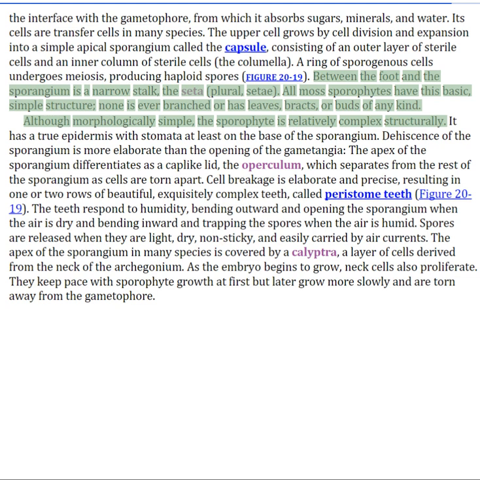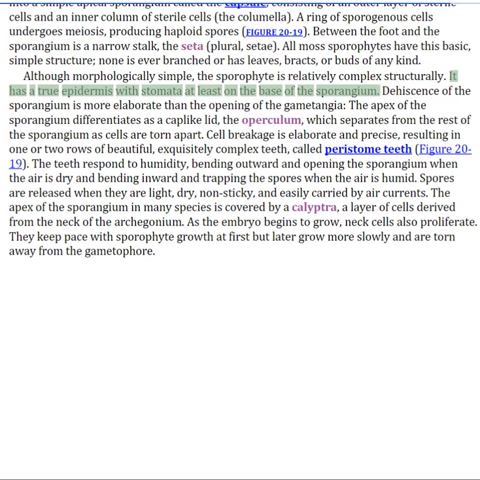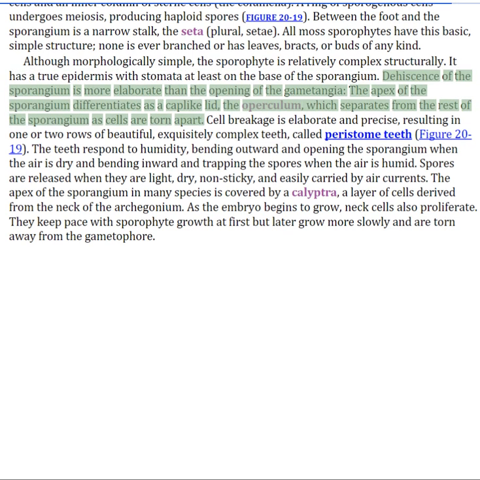All moss sporophytes have this basic, simple structure. None is ever branched or has leaves, bracts, or buds of any kind. Although morphologically simple, the sporophyte is relatively complex structurally. It has a true epidermis with stomata at least on the base of the sporangium. Dehiscence of the sporangium is more elaborate than the opening of the gametangia. The apex of the sporangium differentiates as a cap-like lid, the operculum, which separates from the rest of the sporangium as cells are torn apart.